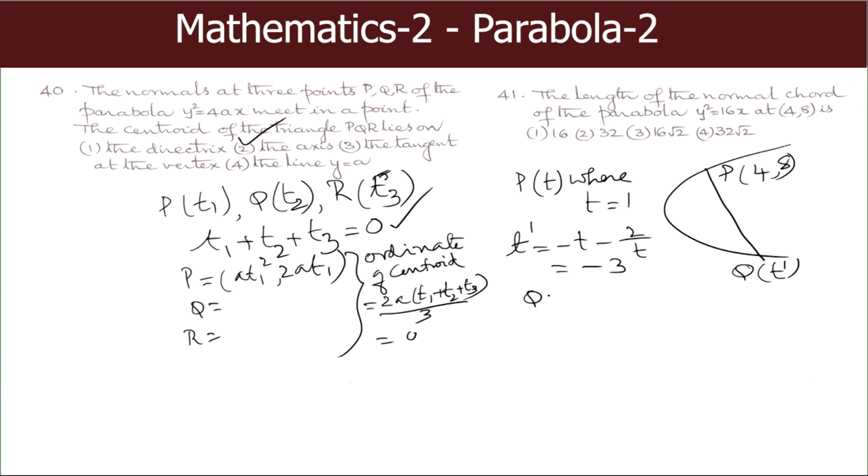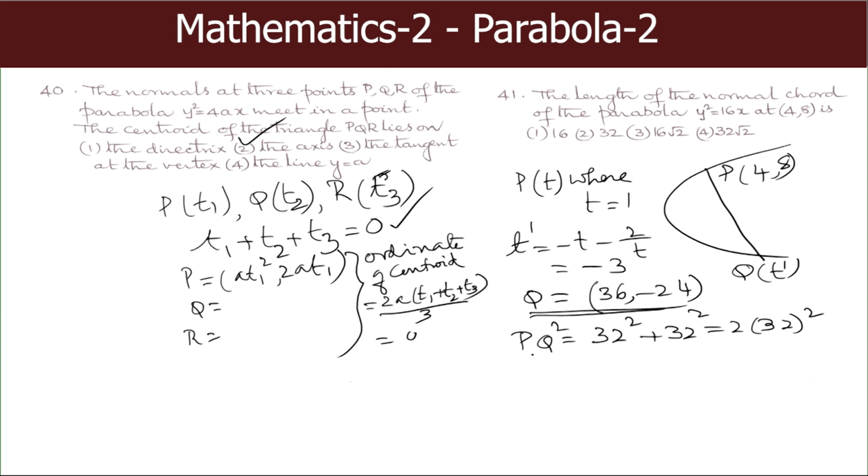Therefore, Q equals (4t², 8t). 4t square is 36, then 8t means minus 24. So, these are the coordinates of Q. He is asking length PQ. So, PQ square is (36 minus 4) whole square, 32 square, plus (8 plus 24) whole square, 32 square, or 2 into 32 square. So, what is PQ? 32 into root 2. So, that is the last option.